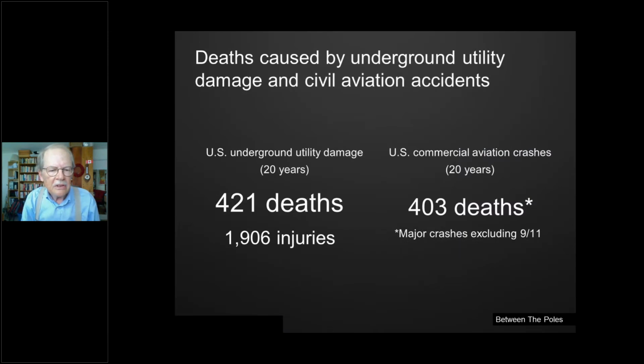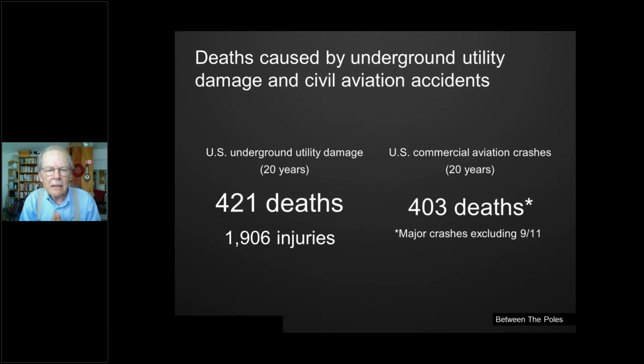Another really interesting statistic is that in the US, over a period of 2 decades, underground utility strikes caused something over 400 deaths and nearly 2,000 injuries. Over a similar period of 2 decades, US commercial aviation deaths were slightly over 400. The aviation safety budget in the United States is on the order of $20 billion a year.